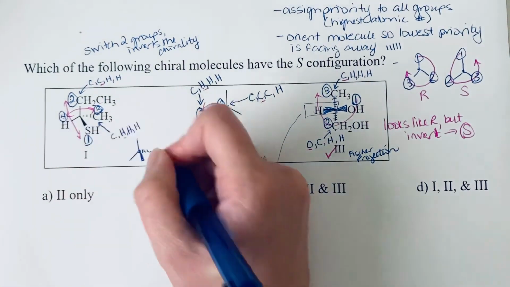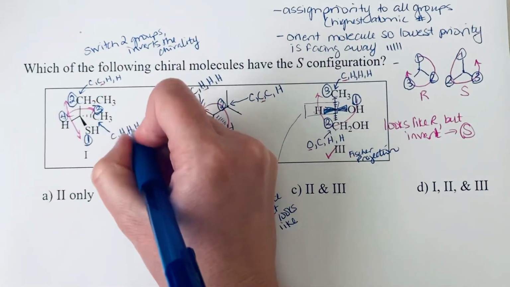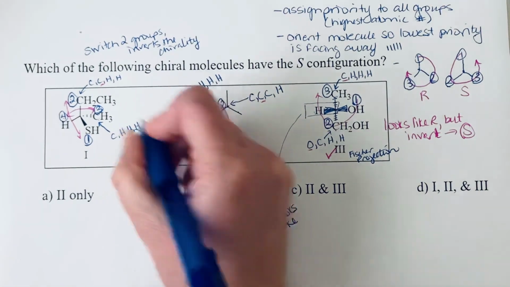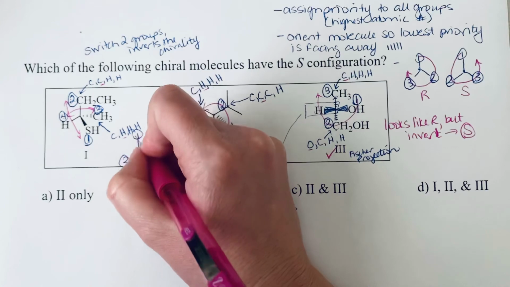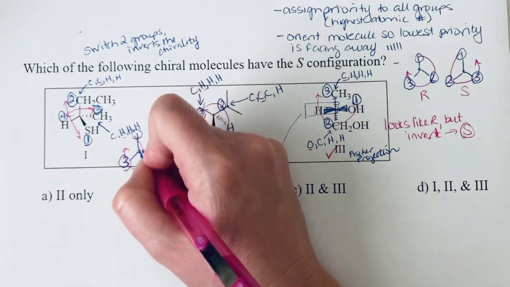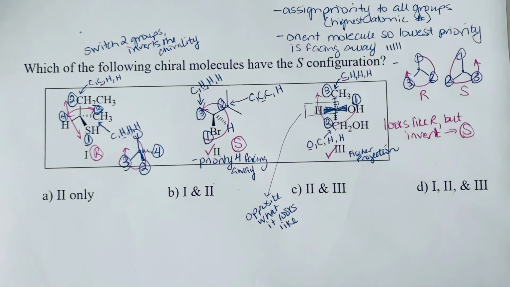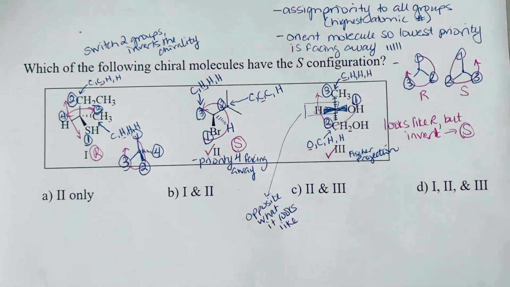So we put 4 over here. We put 3 over here. We switched 1 and 2. And so this represents the same molecule that we started with. So now we can draw our arc from 1 to 2 to 3, and we see that it's clockwise. So this center is R. So we were looking for which centers have the S configuration. So that is 2 and 3.